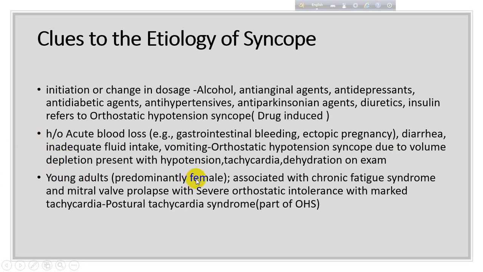Young adults, predominantly female, associated with chronic fatigue syndrome and mitral valve prolapse with severe orthostatic intolerance with marked tachycardia. It may be defined as postural tachycardia syndrome, which is part of orthostatic hypotension syncope.